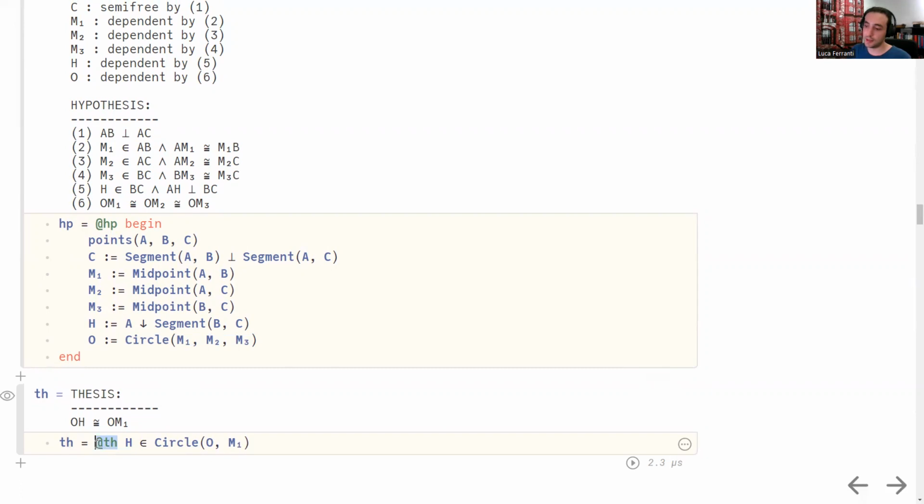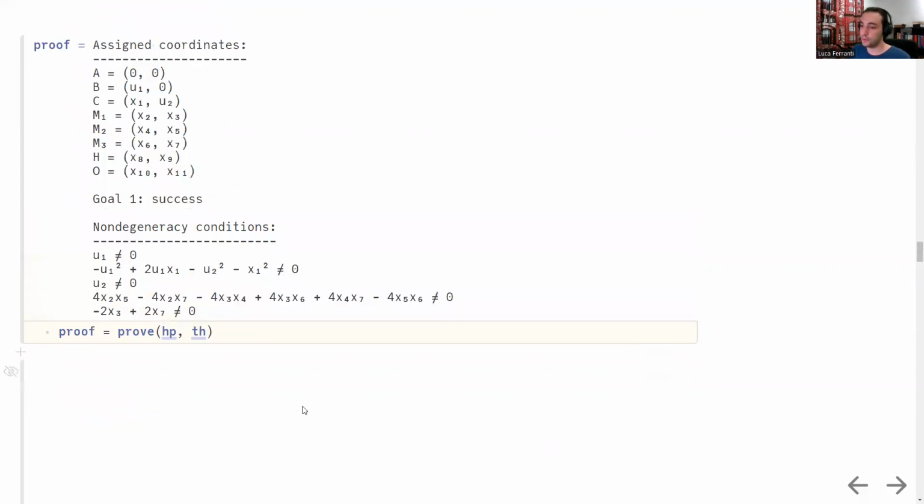And similarly, this can be done with the @th macro, which will parse the statement into a thesis object. To prove, we have the function prove, which takes hypothesis and thesis and generates the proof. So first, it prints the assigned coordinates.